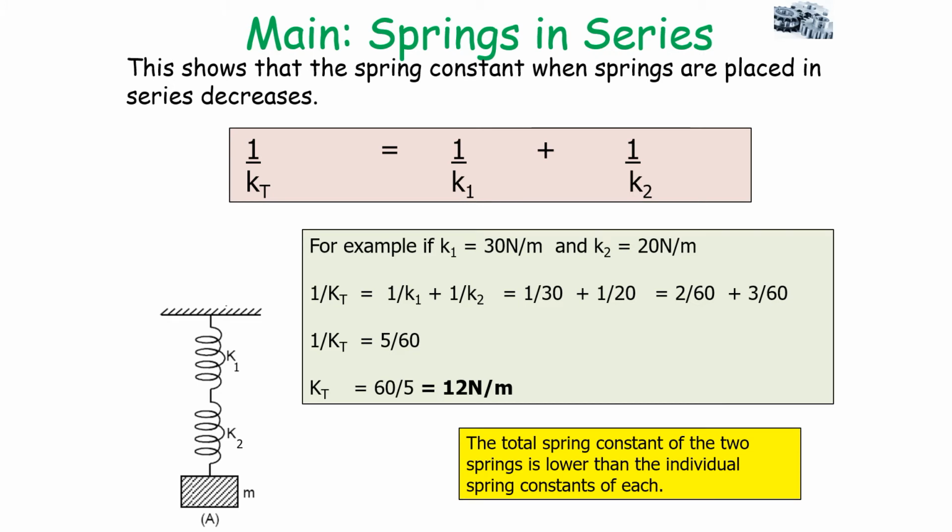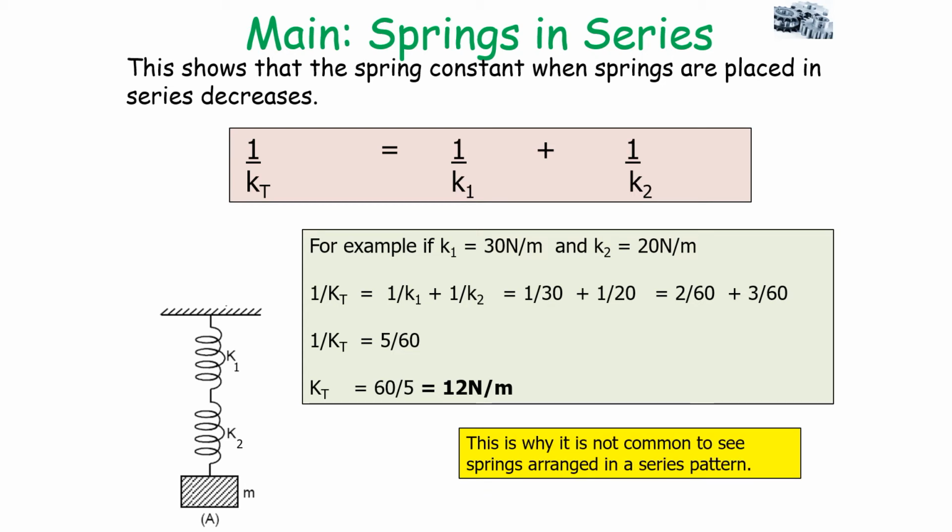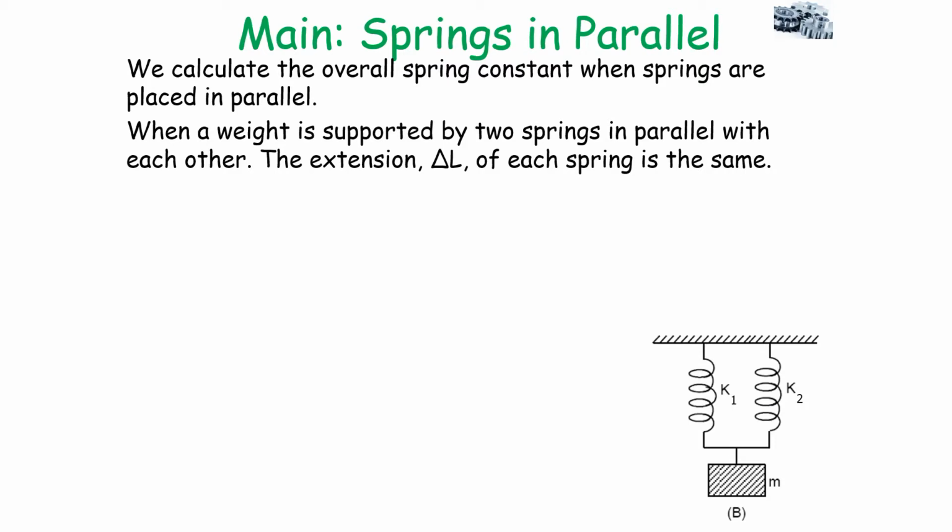Now it's important to note that the total spring constant of the two springs is lower than the individual spring constants of each, which is why it's not common to see springs arranged in a series pattern. Now we can also calculate the overall spring constant when springs are placed in parallel.